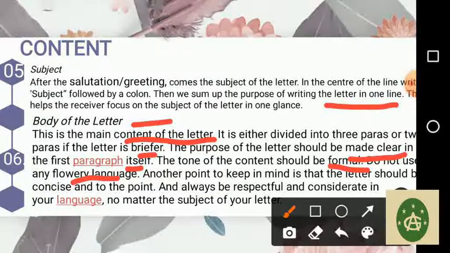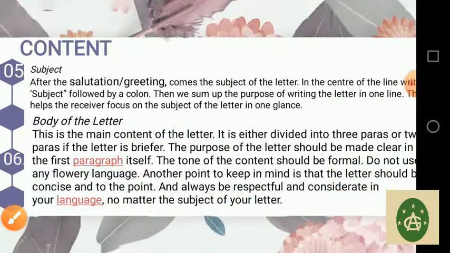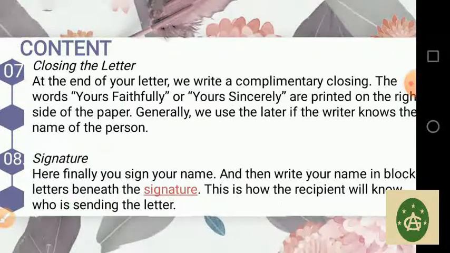Another point to keep in mind is that letters should be concise and to the point, meaning short and to the point. And always be respectful and considerate in your language, no matter the subject of your letter. Whatever the subject of the letter, whatever your mindset is, maybe you are too angry to talk about the higher amount of the bill charged against you, or maybe any other reason. However angry you are, you are not going to use bad language in these formal letters. Always be respectful.